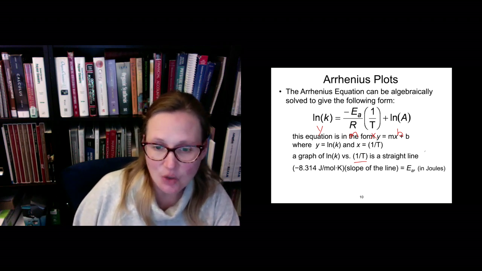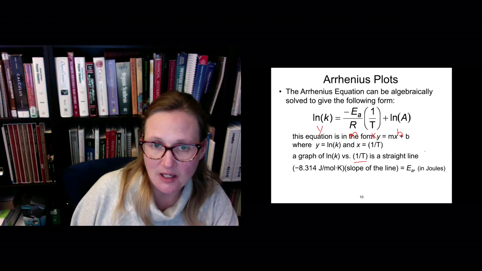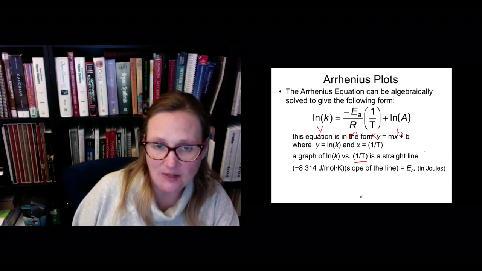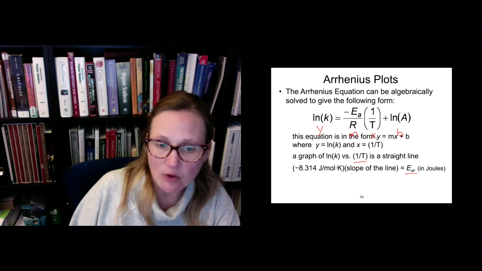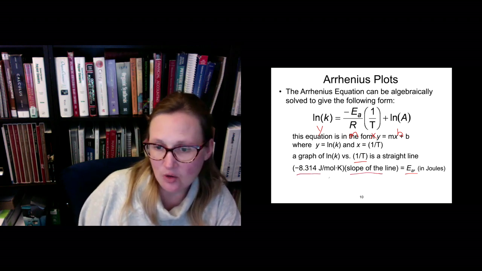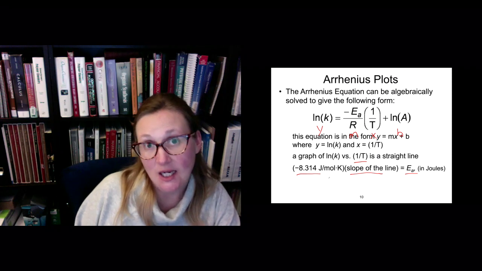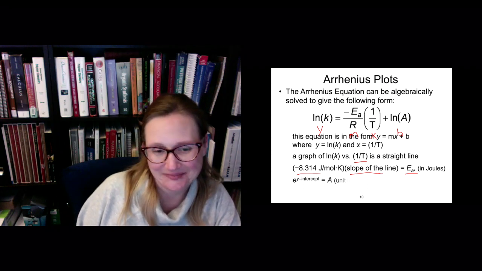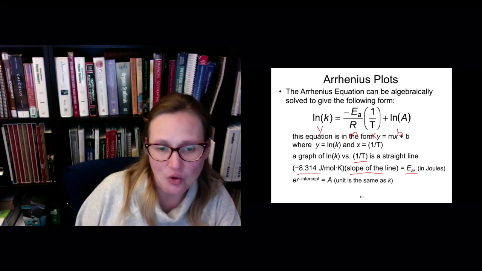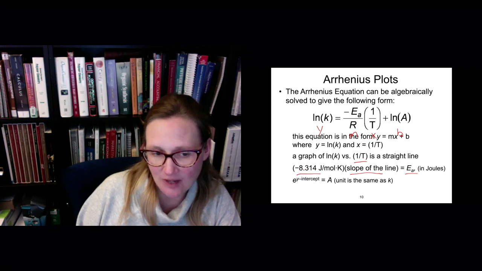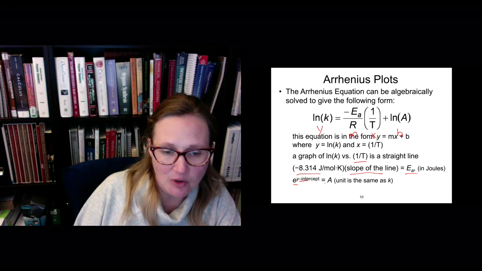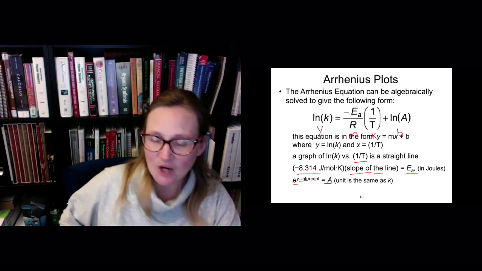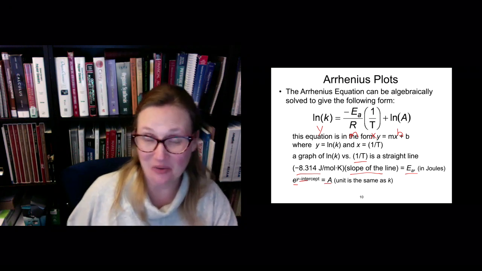All right, and then the slope of the line is negative activation energy over R. So if we want to solve for the activation energy, we would just take the slope times minus 8.314, and we would get the activation energy in joules. And of course the y-intercept is the natural log of A, so we would take e to the y-intercept. That will give us our frequency factor. And remember, the frequency factor acts like a rate constant.